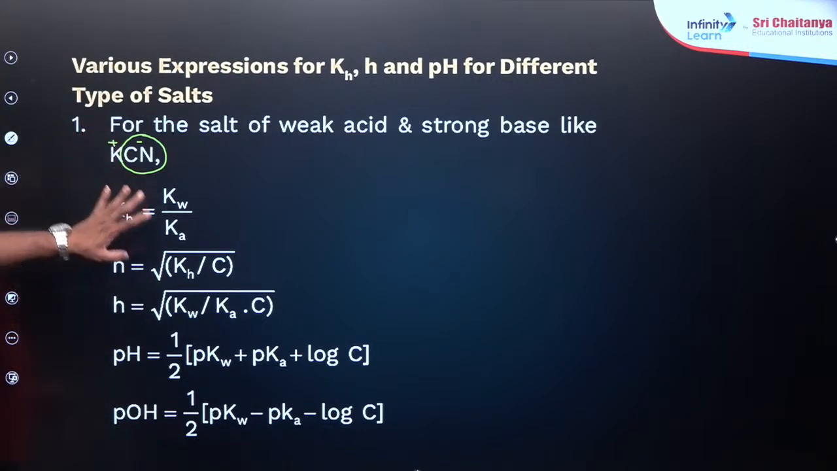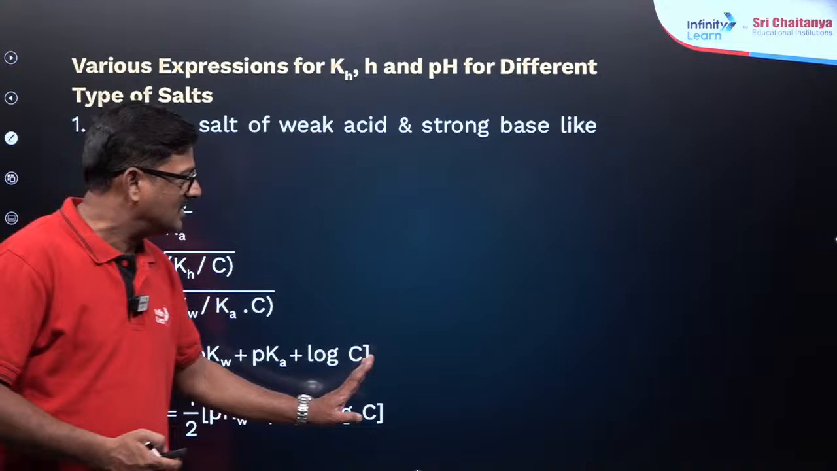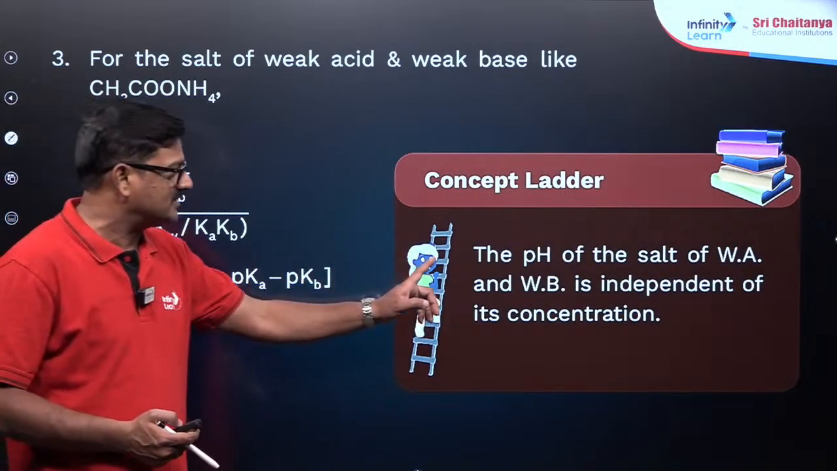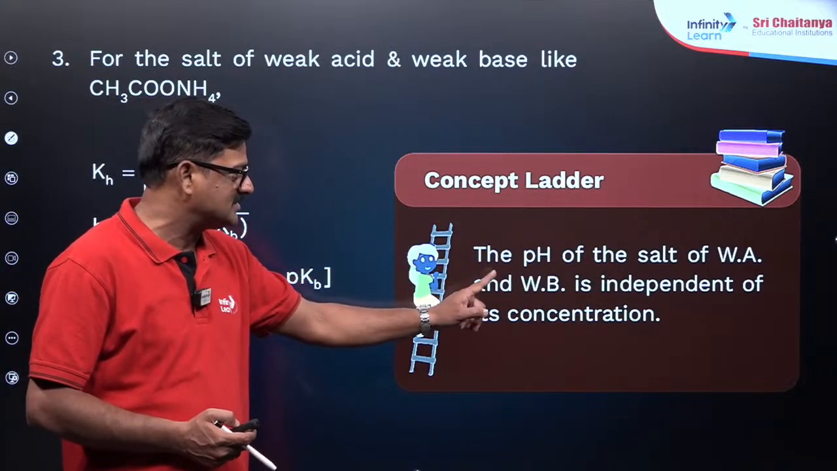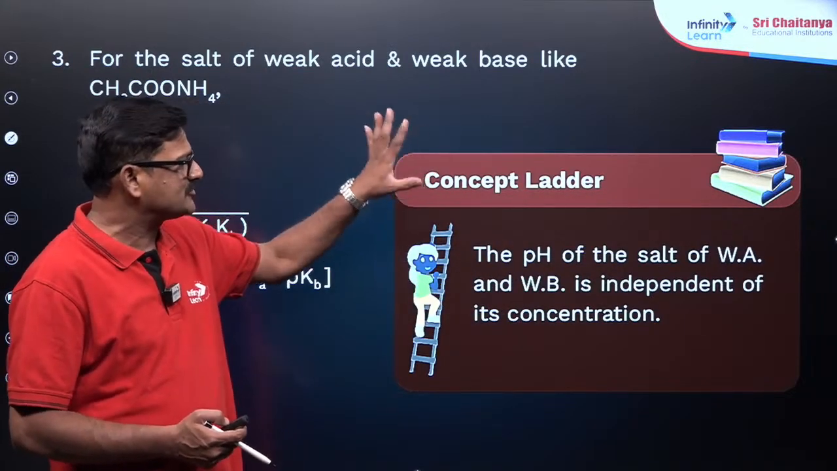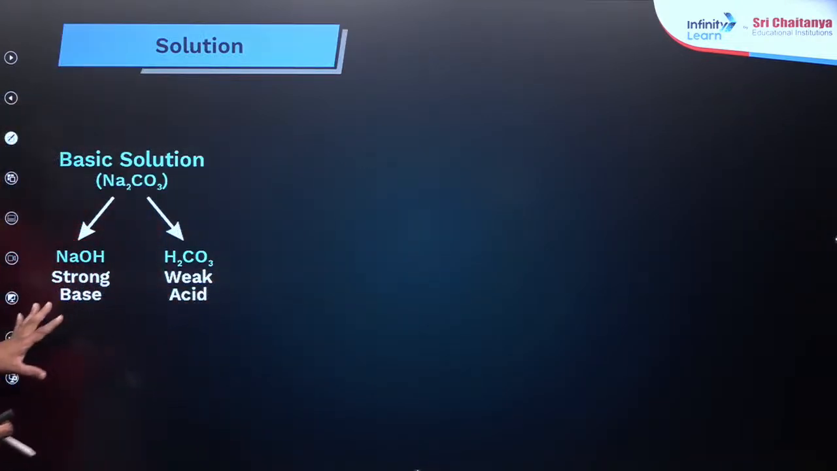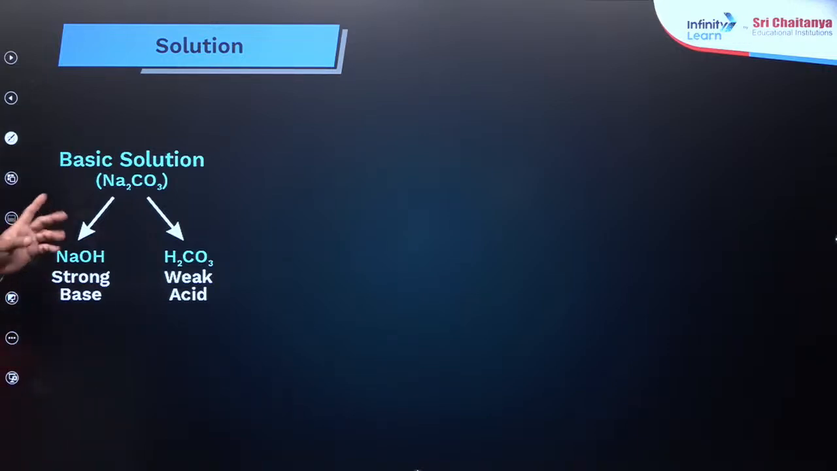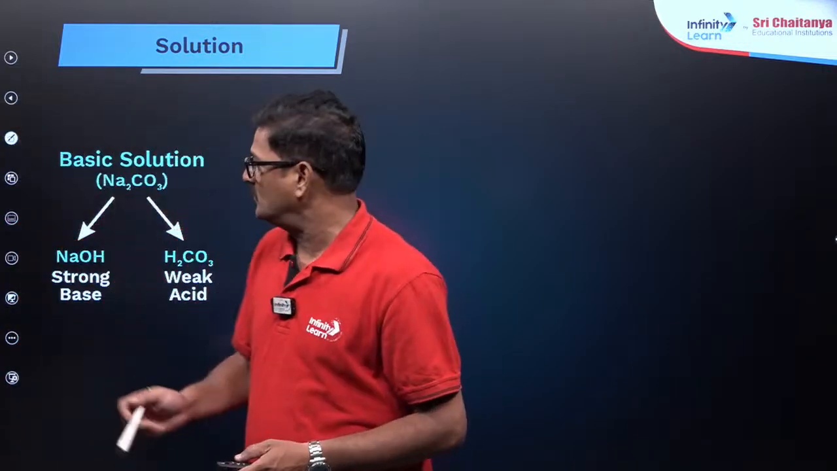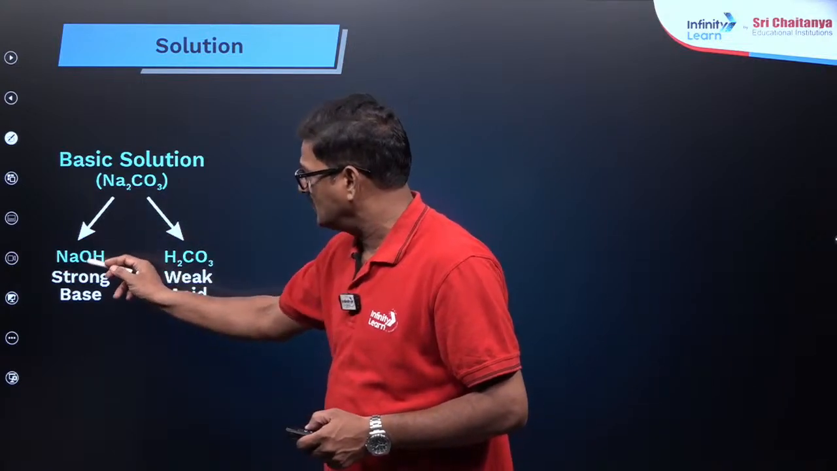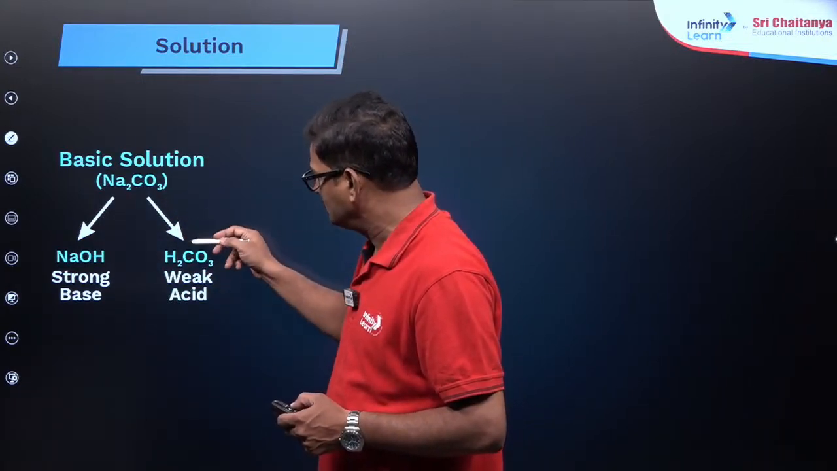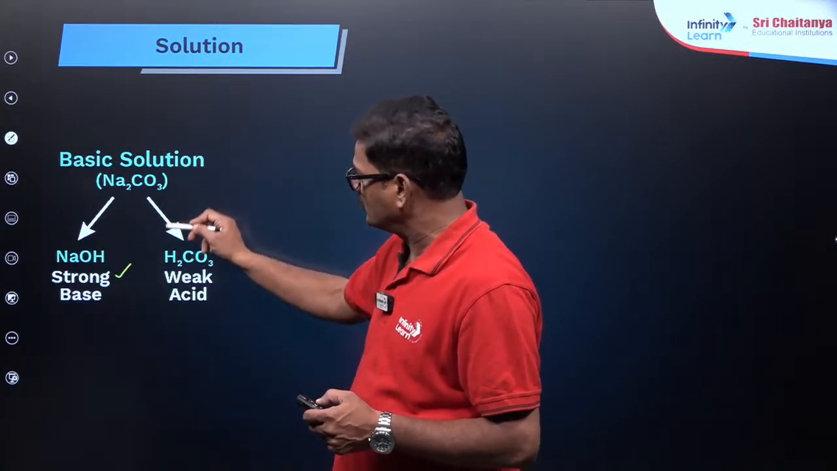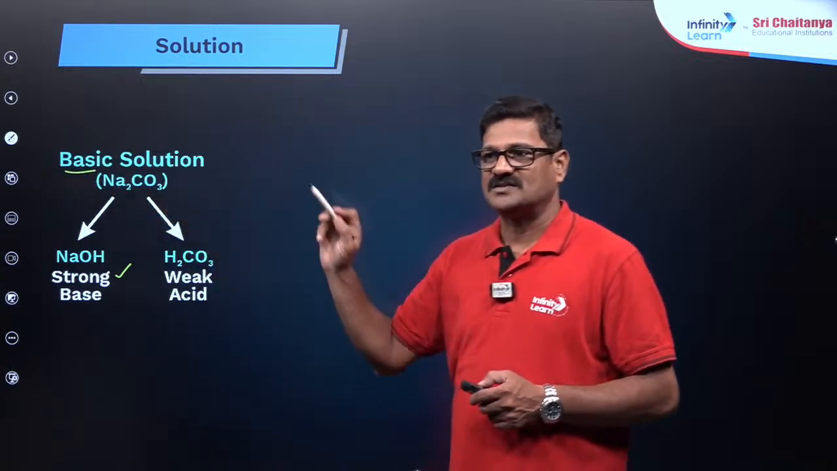So you are seeing so much confusion, don't get confused. I have a simple method. Okay, pH of the salt of a weak acid and a weak base is independent of concentration. That is super important. I have a table. If the solution is basic, example Na2CO3, Na2CO3 contains Na plus giving NaOH, and CO3 gives H2CO3, so that it is a strong base, it is going to dominate, so it is going to be a basic solution. So this is a simple trick.